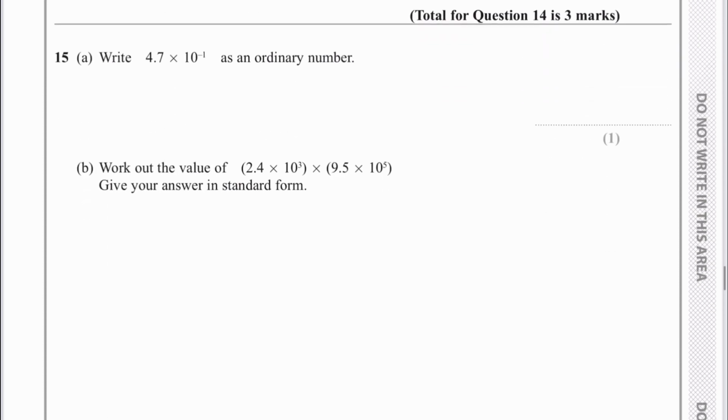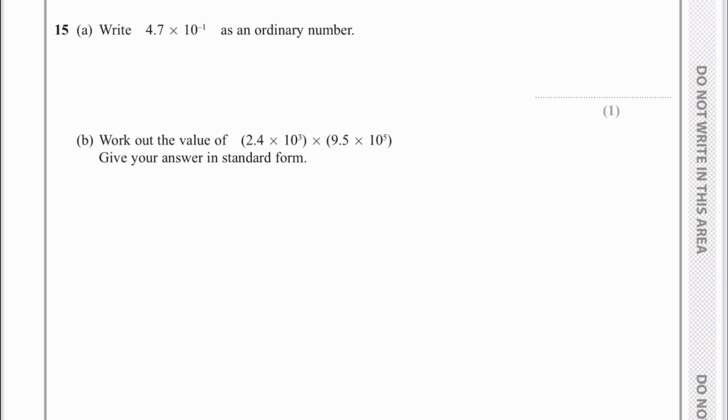Okay, let's move on to some standard form. So it says write that as an ordinary number. What it's telling me is the decimal point has moved one place in the negative direction, so it becomes 0.47. Okay, hopefully that's all right.